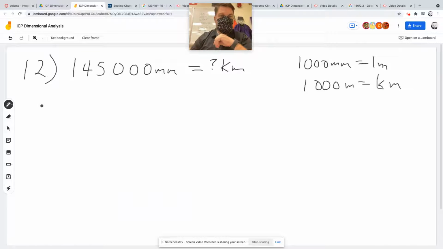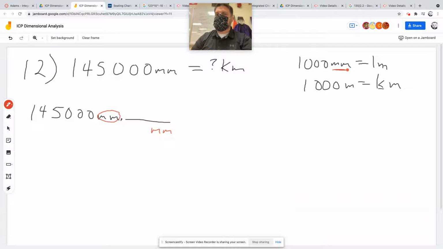Okay? So I'm going to start with 145,000 millimeters, and I'm going to convert that. If I want to cancel millimeters, what has to go on the bottom of my conversion factor? Millimeters. Now, if I wrote all these units down, there's only one that has millimeters. So I'm going to say 1,000 millimeters is equal to what? 1 meter. Does that make sense?